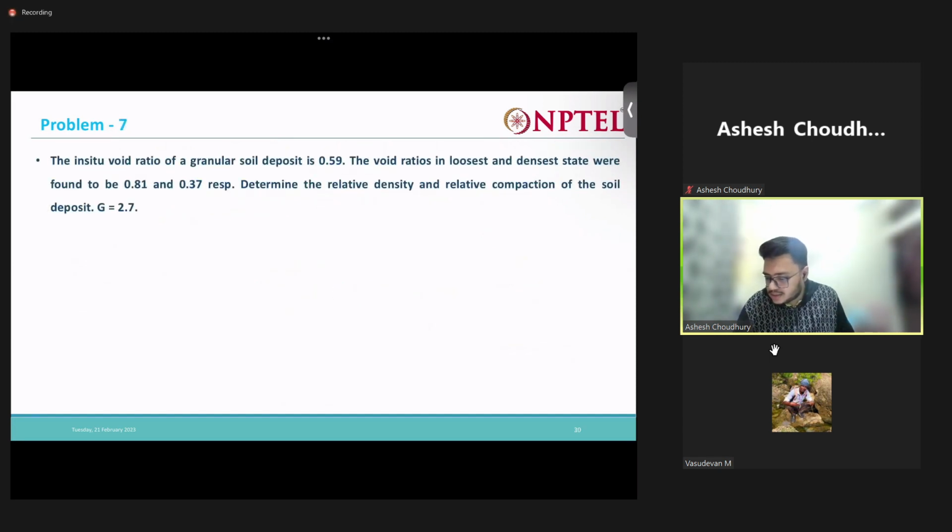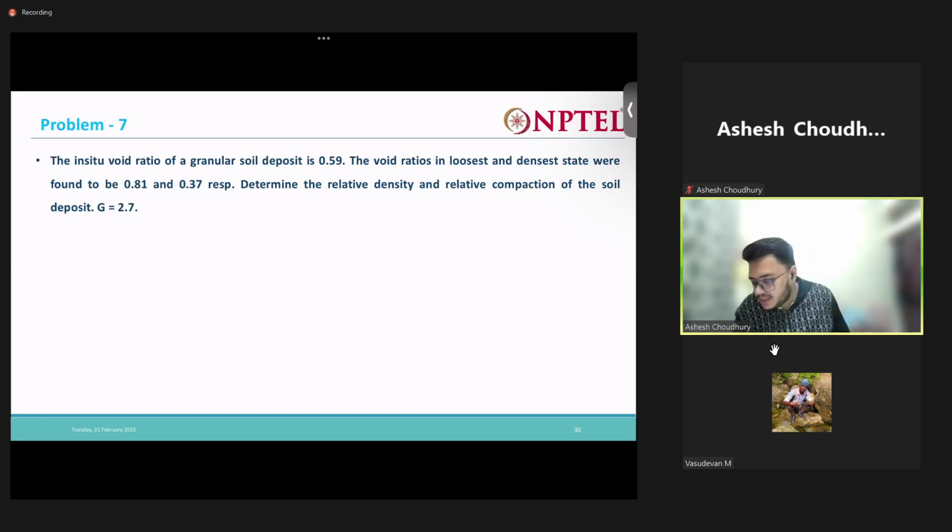So the next: the in situ void ratio of a granular soil deposit is 0.59. The void ratio in the loosest and densest state is given. Find the relative density. Relative density and relative compaction, two things we need to find out.